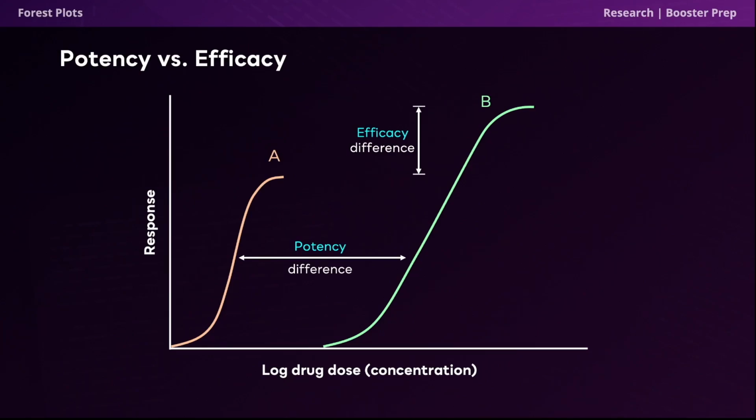Now, at a certain concentration, as shown in the graph, drug B is able to elicit a greater response compared to drug A. This means that drug B has a higher efficacy compared to drug A. Drug A's response stagnates after a certain concentration, but drug B is able to keep increasing in response.